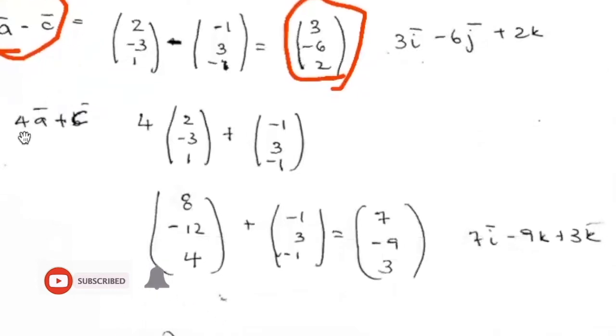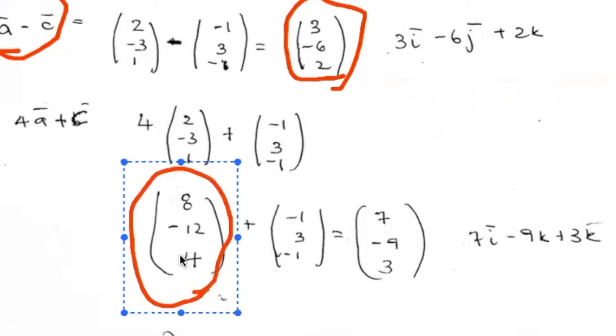We have the next example, which is 4a plus c. So we're going to multiply a by 4. So we have the 4, then a as column vector 2, negative 3, and 1, plus c, which is negative 1, 3, negative 1. Multiplying a by 4, 4 times 2 is 8. 4 times negative 3, that's negative 12. 4 times 1, that's 4. Now we're going to add across. So we have 8 plus negative 1, that's 7. Negative 12 plus 3, that's negative 9. And 4 plus negative 1, that's 3. So this is the column vector form, and the algebraic form is 7i minus 9j plus 3k. And that is it.